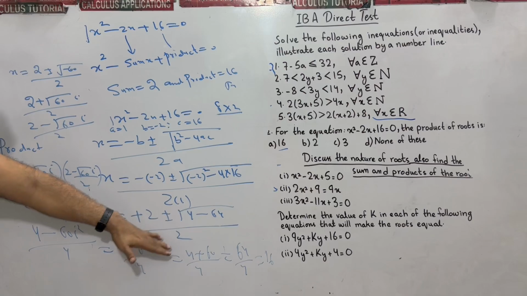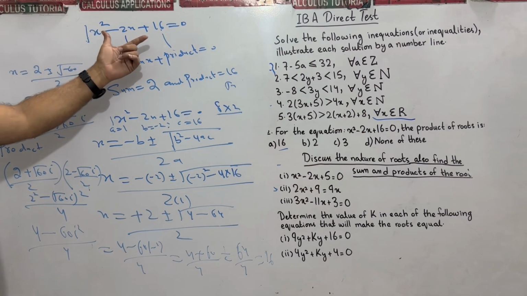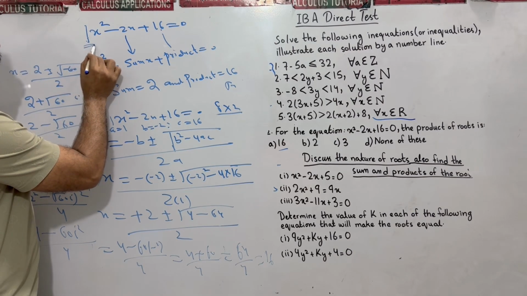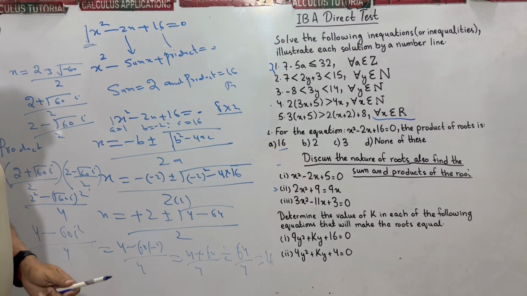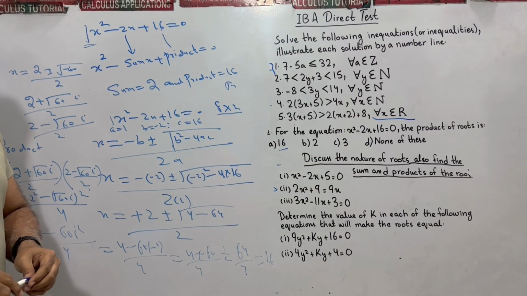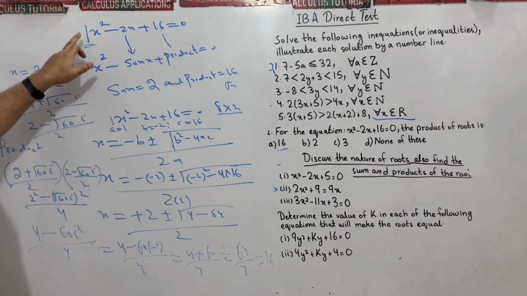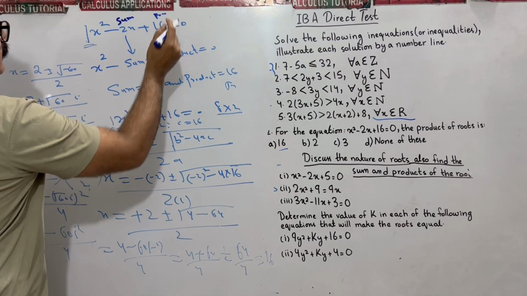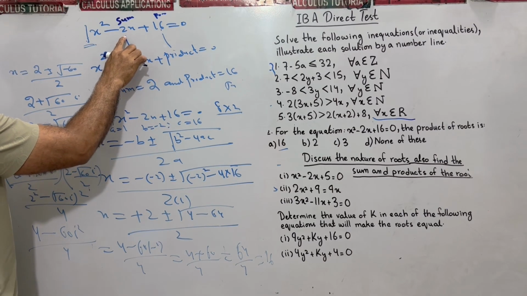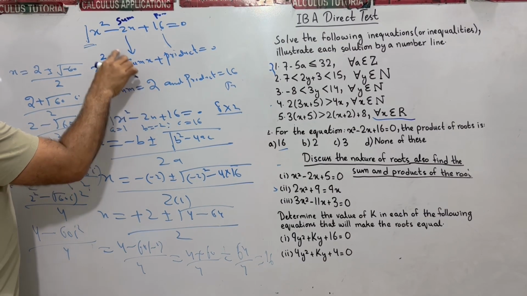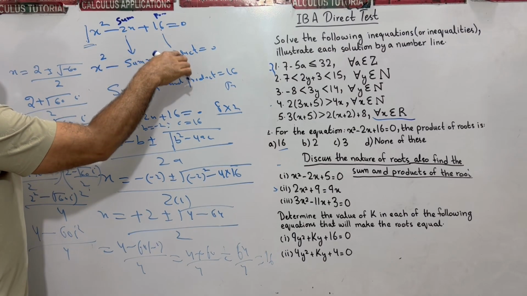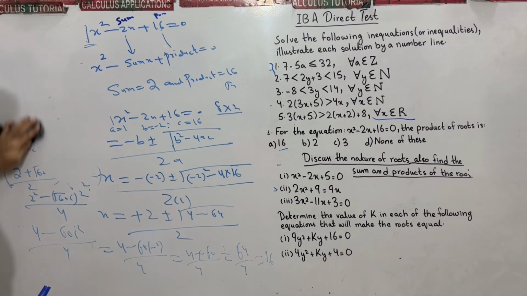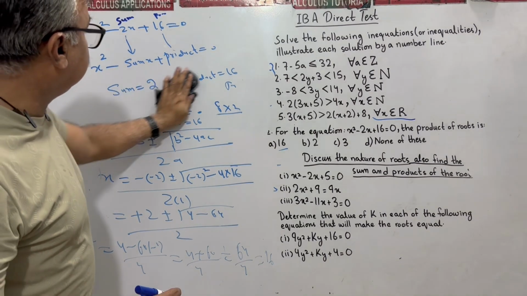It is a cumbersome method to follow. Just keep this in mind: if the coefficient of x square is 1, then this is the value of the sum, and this is the value of the product. We can easily manage. Sometimes it is asked to find the sum of the roots. Sum of the roots is 2, don't take minus. Product of the roots is 16. Simple enough for you. Okay. Let's see another question.